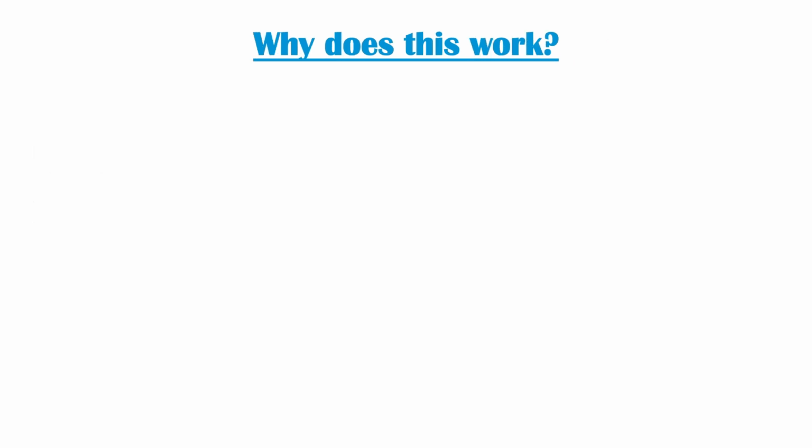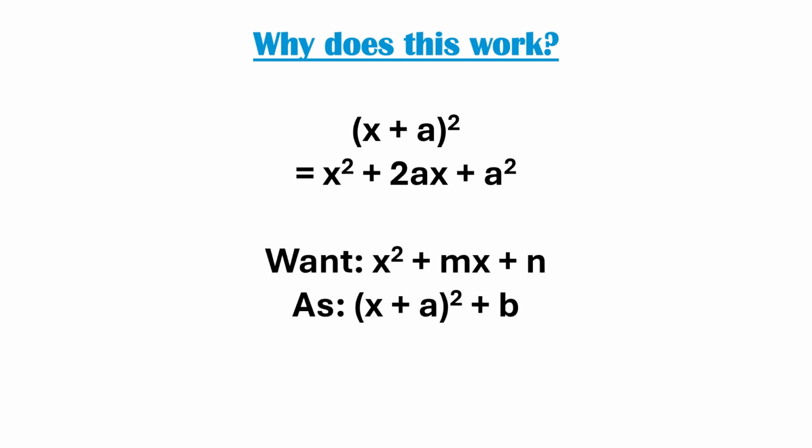Now, why does this work? Well, if we consider the general case of x plus a squared, we know from our binomial expansion video that this is equal to x squared plus 2ax plus a squared. Now we want x squared plus mx plus n written as x plus a squared plus b. And to do this, we can see that m is equal to 2a in this scenario. So half of m is going to be your a term, what you're going to put in the brackets.